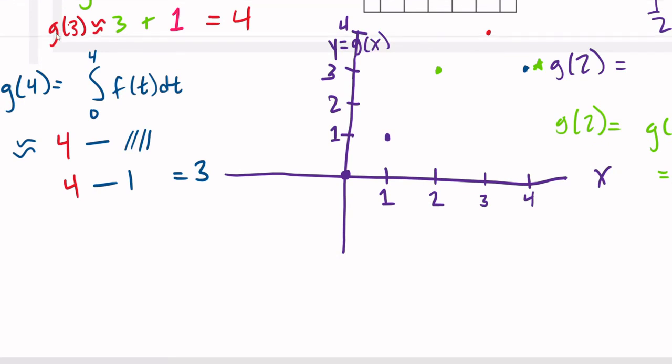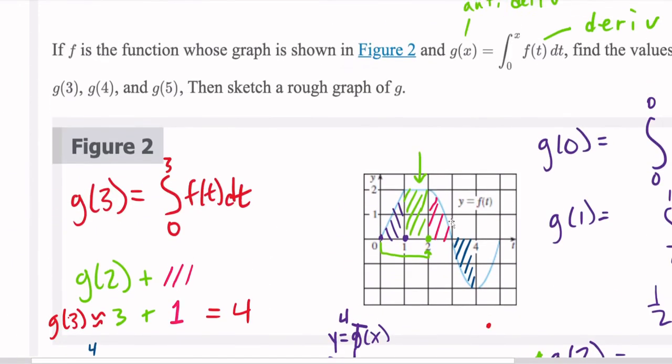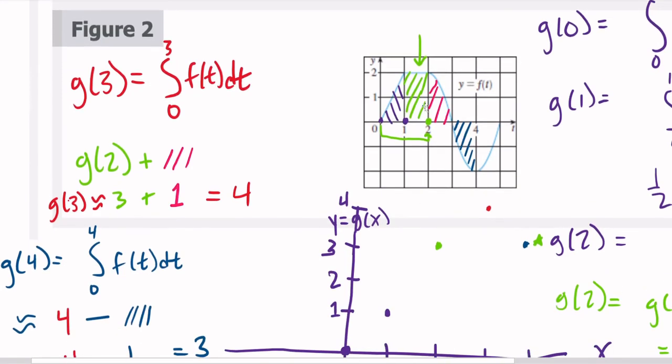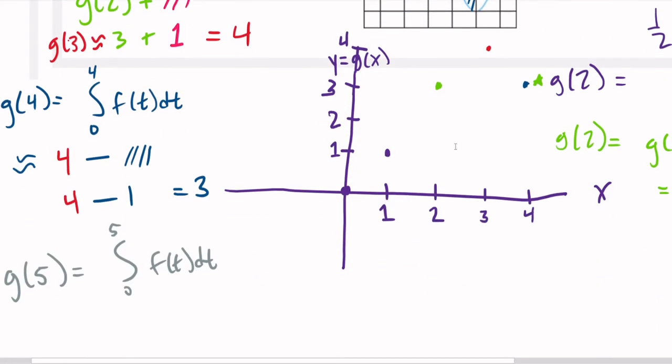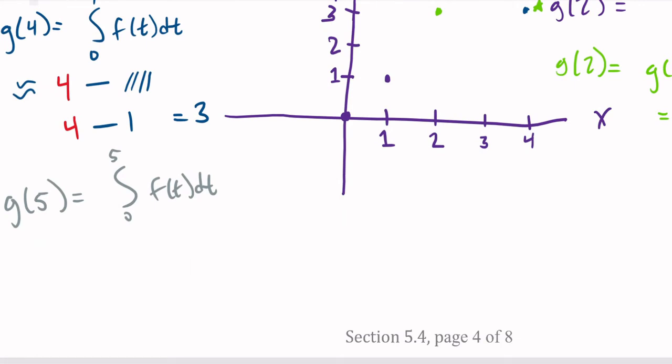So g of 5, let's see, I might be running out of colors here. Let's see, we could do gray. g of 5 is the integral from 0 to 5 of f of t dt, which is just, again, accumulating all this area, or the negative, but then adding this extra bit. So we're going to then end up with 3 from the previous. All right, it's going to be equal to 3 from the previous.